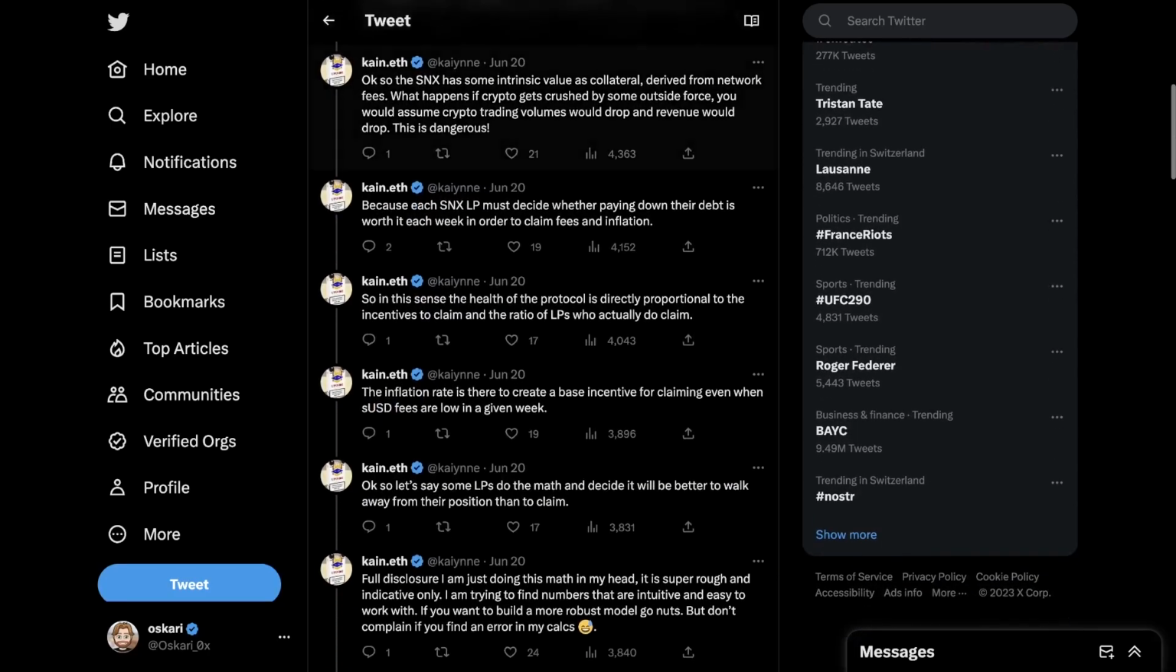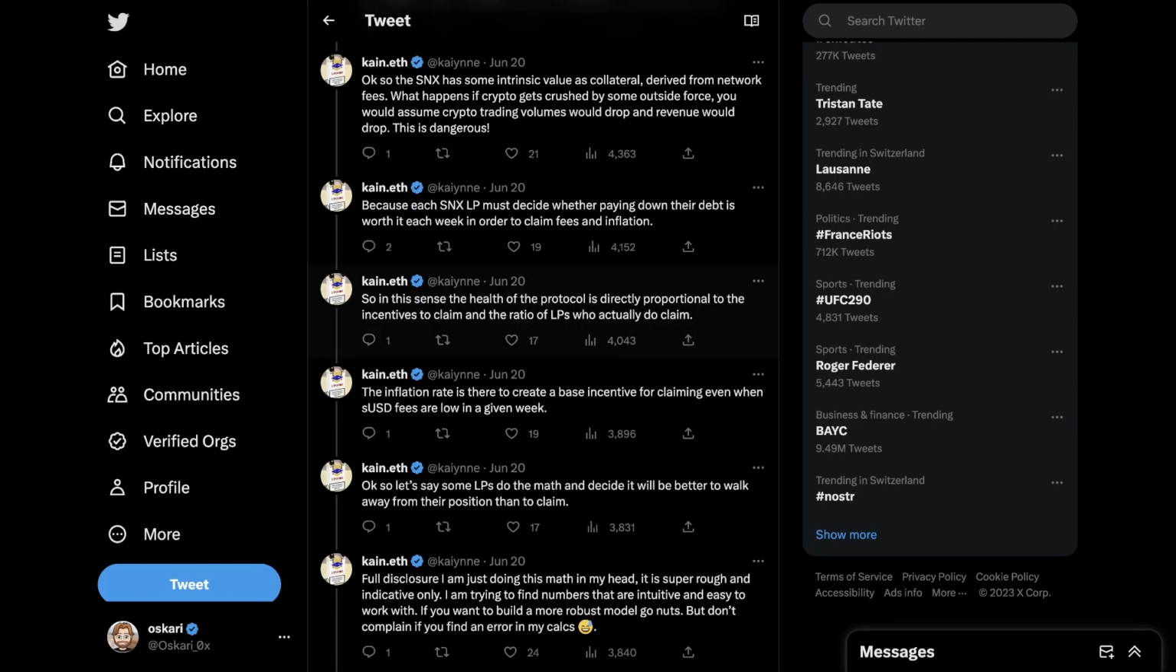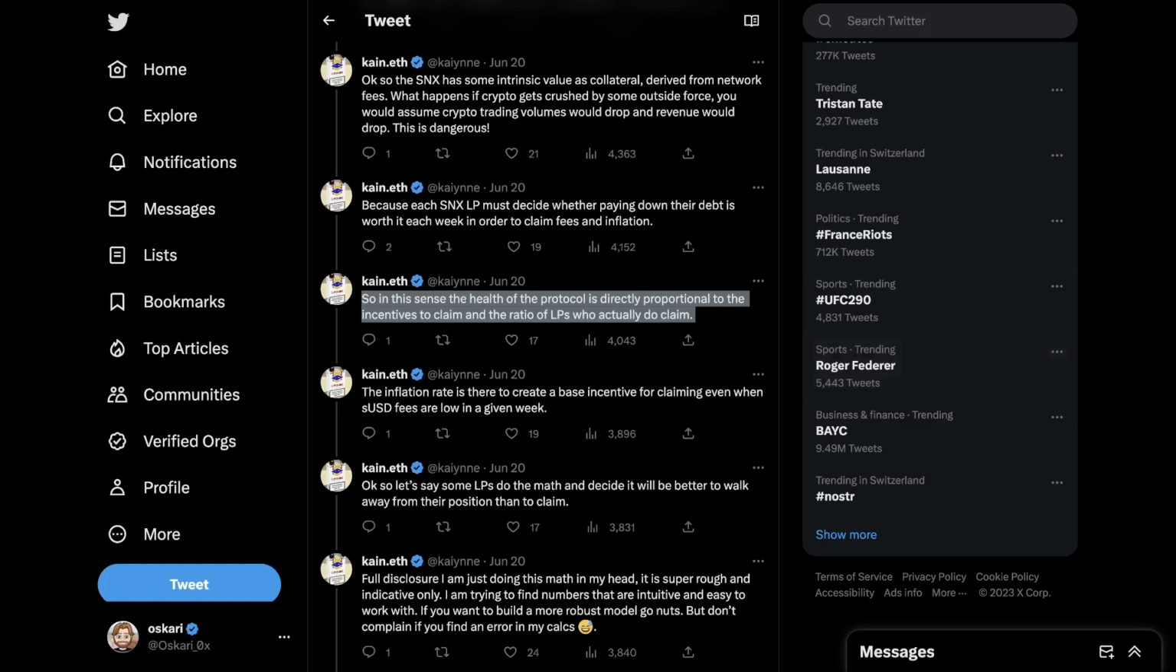Now, I do want to speak about expanding the collateral base as well, but I'll get to that soon. Quickly, on the thread that you wrote related to maintaining the health of the protocol while you're incentivizing SNX stakers. The health of the protocol to some extent is directly proportional to the incentives to claim and the ratio of LPs who claim them. How do you maintain the health of the protocol in this scenario?